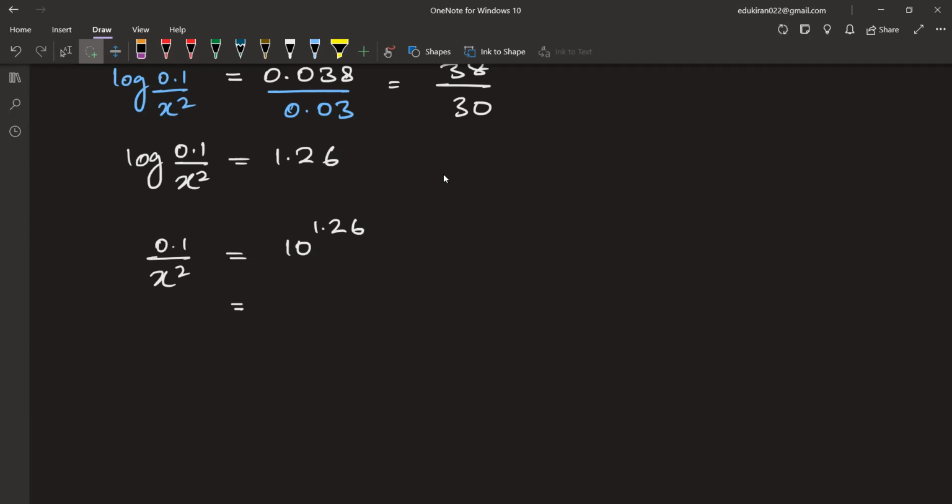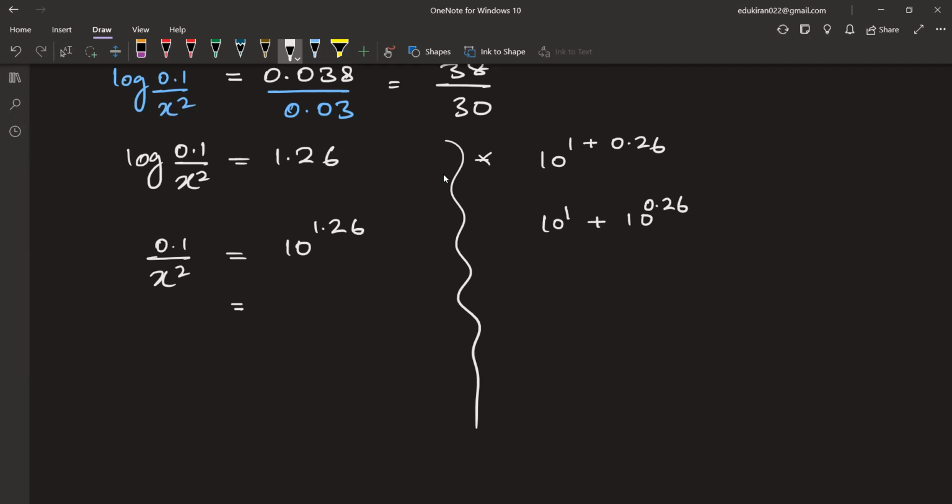See here, okay? First thing that you are going to do, ये जो 1.26 है, you have to write this 1.26. 1.26 को आप ऐसे लिख दीजिए 10 to the power 1 plus 0.26. यह आ जाएगा आपका 10 to the power 1 plus 10 to the power 0.26. Correct? Yes or no? Tell me. Yes, sir. ठीक है.